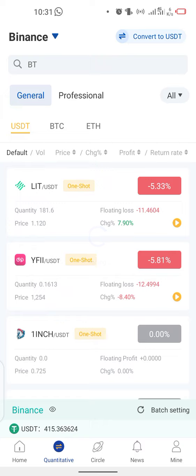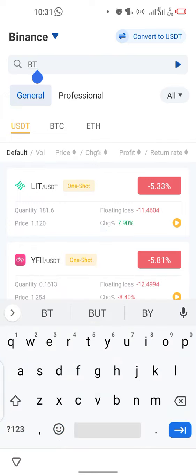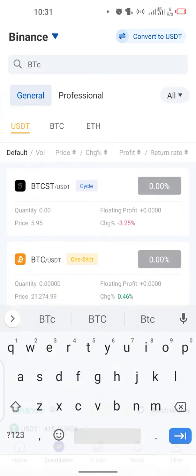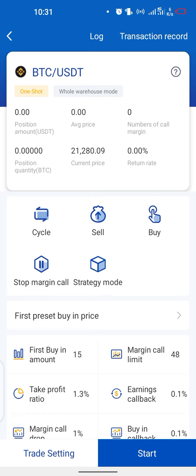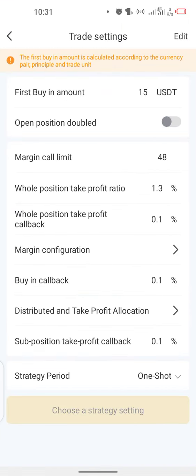Let's pick up this pair, BTC. Here is the pair. Basically, go to the trade setting. The minimum is 15. Now, the margin calls. How do you tell the number of margin calls?